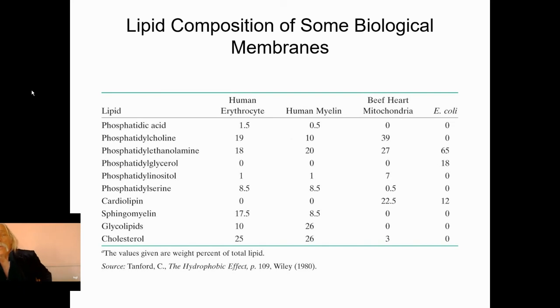Okay. This slide shows you now some of the lipid composition of various membranes. The human erythrocyte versus myelin versus beef heart mitochondria, and then a bacteria, gram-negative bacteria known as Escherichia coli. So there's basically no phosphatidic acid in beef heart mitochondrial membrane or in E. coli, but the human erythrocyte has about 1.5 mole fraction, where human myelin sheath has about a half.